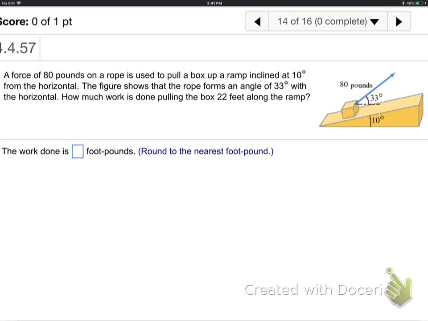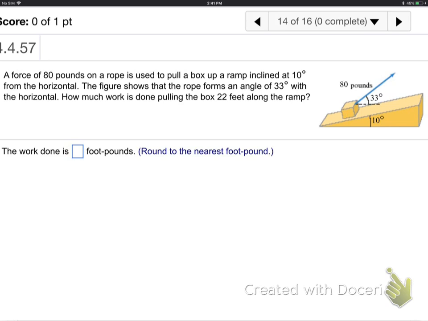I was going to ask that. What incline's going to mess with the whole thing? Yeah, this is where the dot product will make it not too bad. So a force of 80 pounds on a rope is used to pull a box up a ramp inclined at 10 degrees from the horizontal. So this time we're not going on level ground, are we? No. So in other words, our movement vector is not just going to be I. It's not just moving right, it's moving right and up. The movement vector will have an I and a J, won't it?